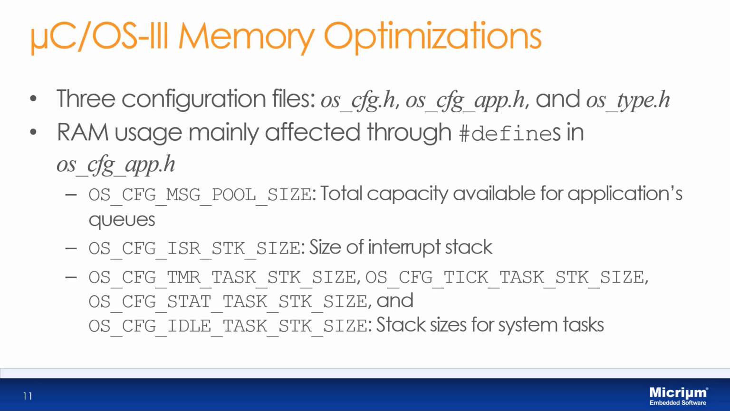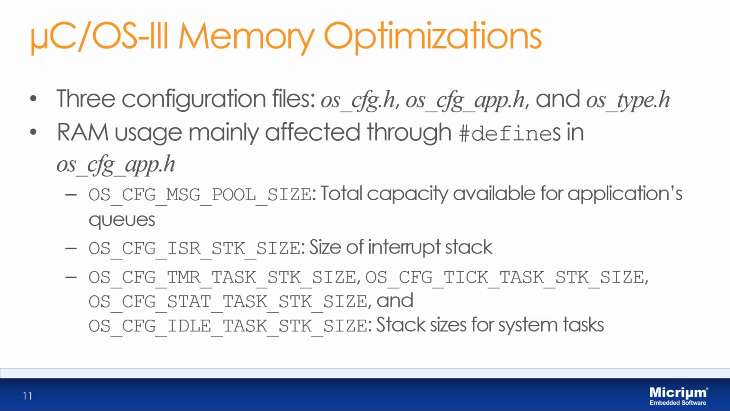While the strategy chosen for the allocation of task control blocks and the data structures associated with various kernel objects in MicroCOS3 eliminates the need for configuration constants like MicroCOS2's OS max tasks and OS max events, the newer kernel still has plenty to configure. There are, in fact, 3 configuration files in MicroCOS3: osconfig.h, osconfigapp.h, and ostype.h. But pound-defines impacting RAM usage are mostly found in just one of these files, osconfigapp.h. A few of the most important RAM-related pound-defines are shown here.